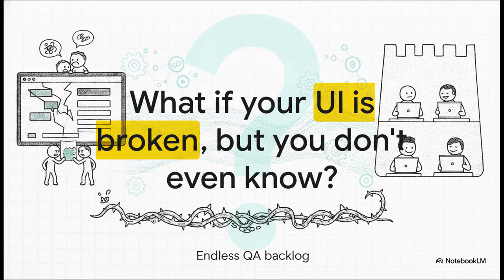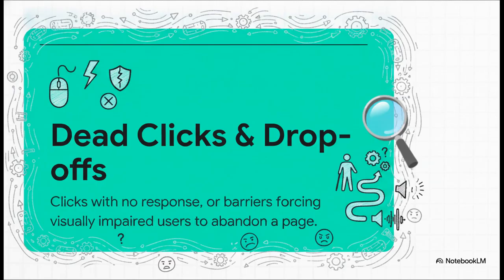So think about this for a second. What happens when your website's UI is broken, but you don't even know it? For years, the invisible barriers of the modern web, those quiet, frustrating little usability failures that just drive your users away, have traditionally sat there rotting in some endless QA backlog, right? They're out there frustrating users on the front lines, while developers and product managers remain completely, blissfully oblivious behind the scenes.